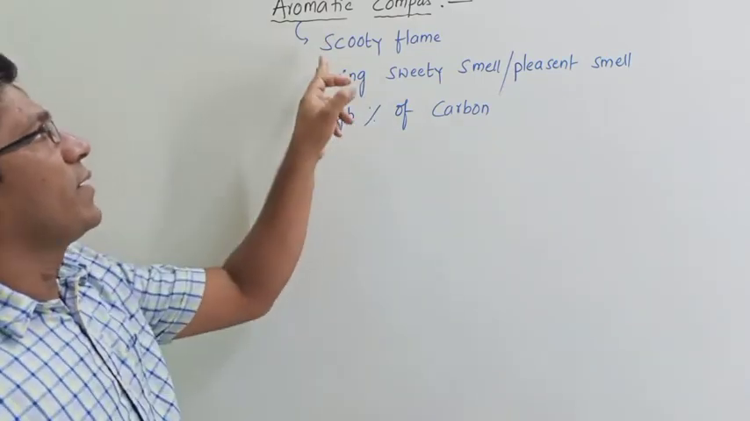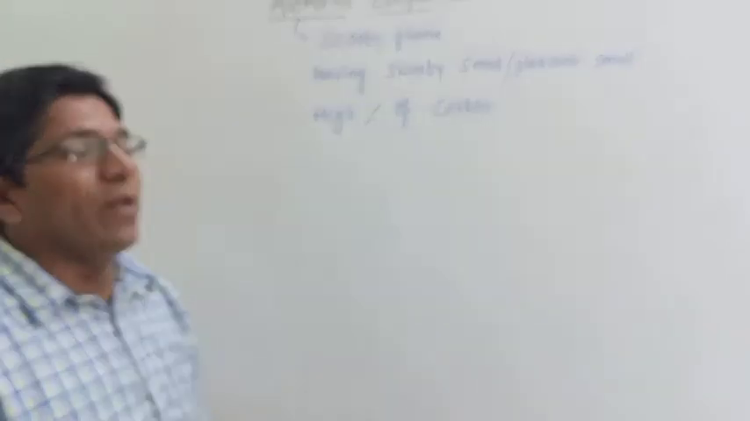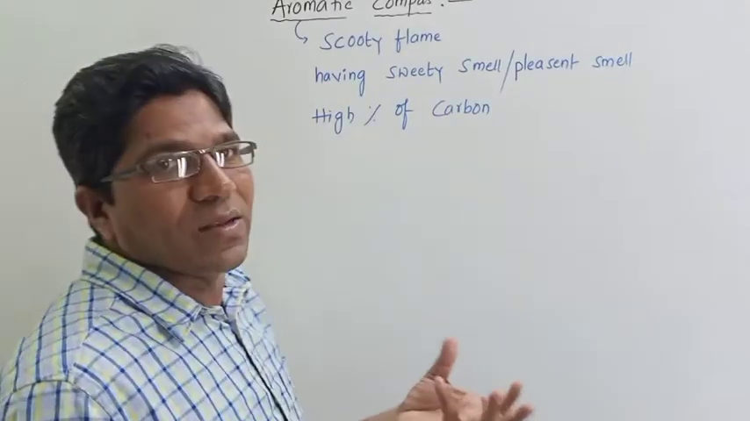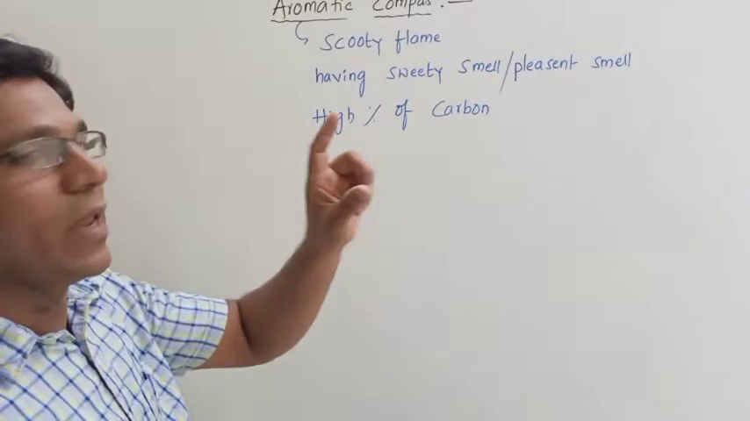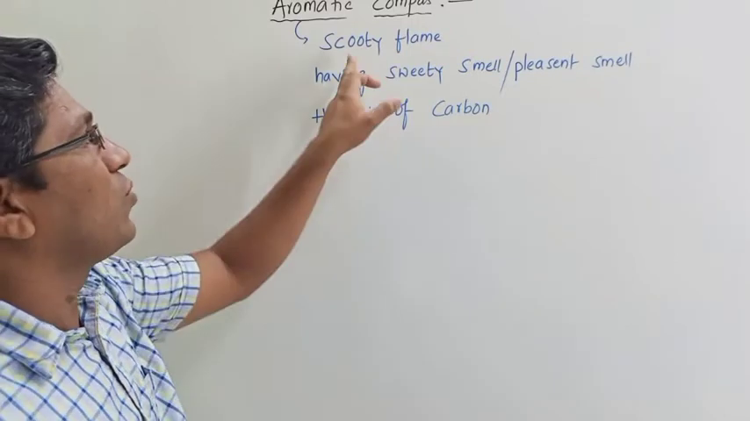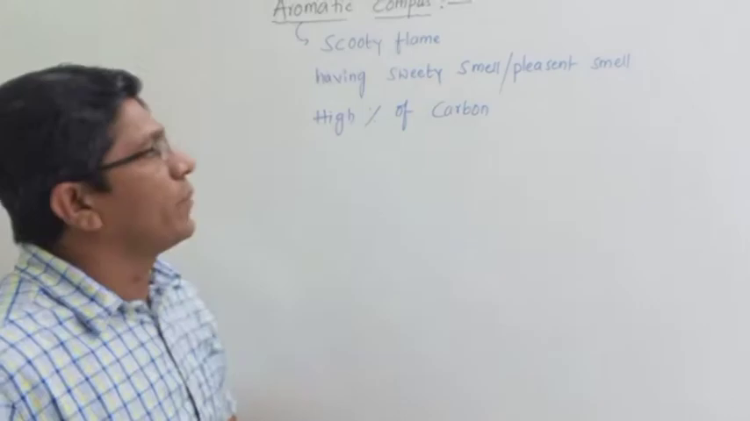Aromatic compound means... aroma means sooty flame. For example, go to naphthalene balls. Naphthalene compounds are aromatic compounds. On burning you will get one type of flame. That flame is called sooty flame. Aromatic compounds show sooty flame.